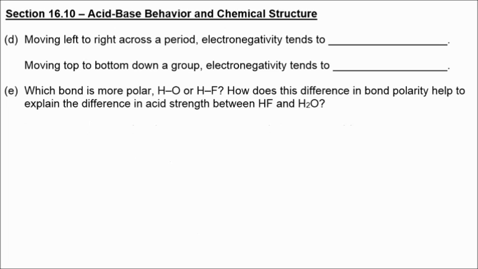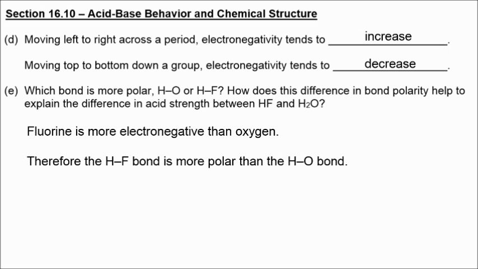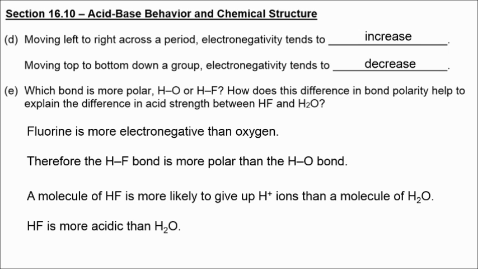Moving left to right across a period, you already know that electronegativity tends to increase, and moving top to bottom down a group, electronegativity tends to decrease. So which bond is more polar, HO or HF? Looking at the horizontal trend between HO and HF, since fluorine is more electronegative than oxygen, the HF bond is more polar than the HO bond. So why does that matter? Well, a molecule of HF, since it's more polar, is more likely to give up the H+ ions than a molecule of water. So HF is more acidic than H2O.